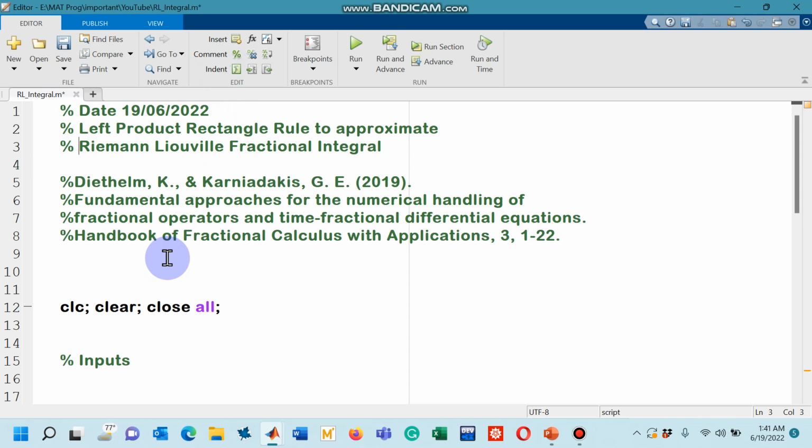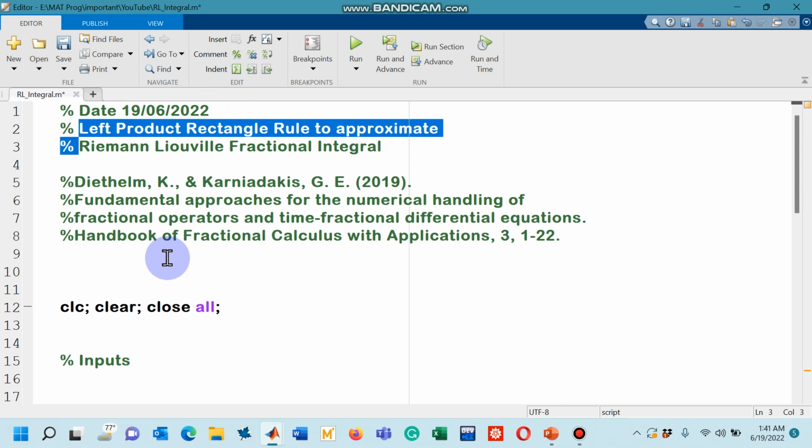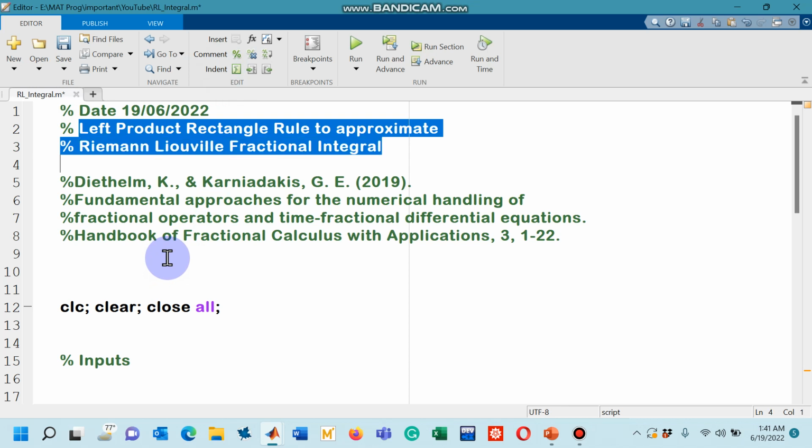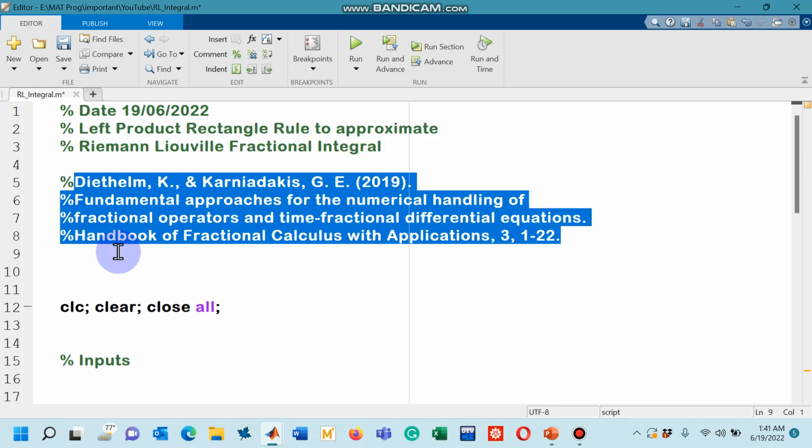So I would advise you that before you watch this lecture, you must go through the first part of lecture number 10. In that lecture, I have explained the derivation for the left product rectangle rule to approximate the Riemann-Liouville fractional integral. And that explanation is taken from this resource that I have just highlighted.